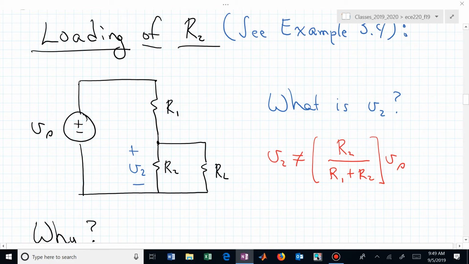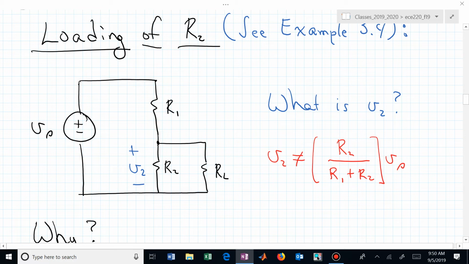And if you're asking or wanting to know what is this voltage V sub 2 in this circuit, so what is V sub 2? What you can definitely say is what it is not. It is not the standard voltage divider formula because it's not the standard configuration. We've now attached something else to or across R sub 2. And that something else here is R sub L. L is standing for load.